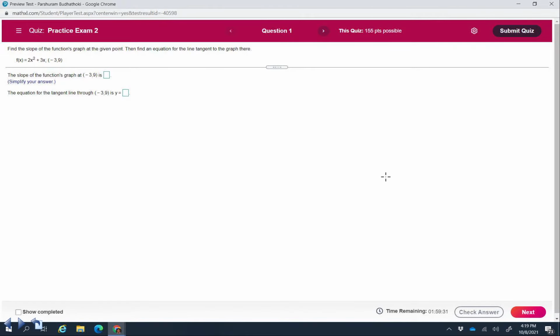Okay, practice exam 2. There are 20 questions in this assignment. So first question, find the slope of the function's graph at the given point. Then find an equation for the line tangent to the graph there.